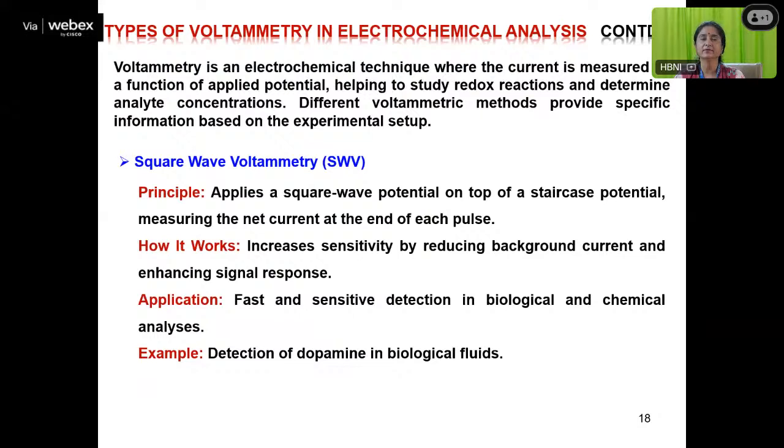Now, the application for this is fast and sensitive detection in biological and chemical analysis. Detection of dopamine in biological fluid can be done by this.